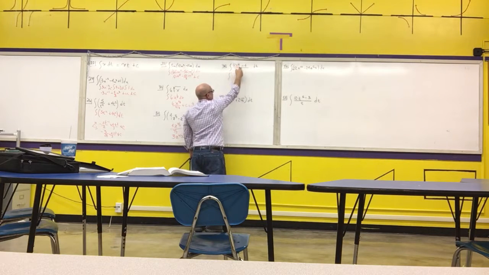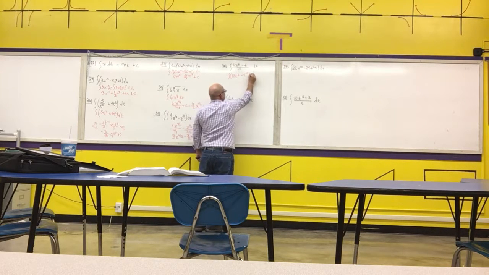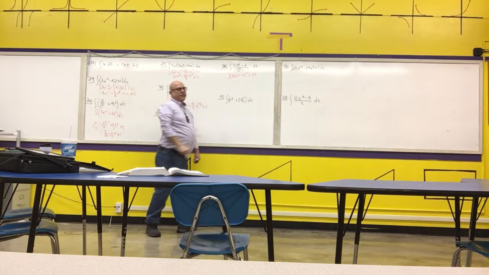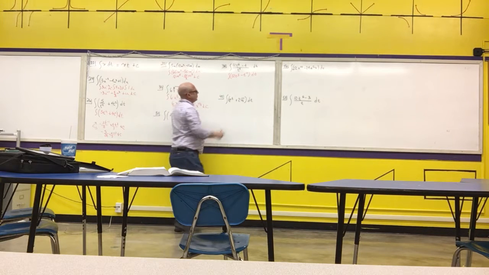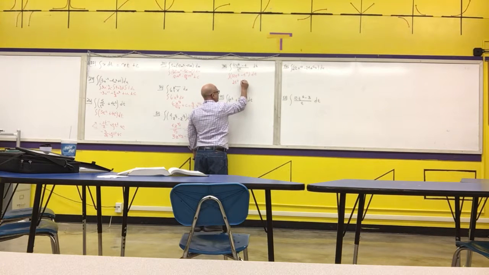So 12t to the 8th divided by t cubed is 12t to the 5th. T divided by t cubed is going to be t to the negative 2. And now I can just use the general power rule twice. Add 1 to the exponent. Divide by the new exponent. 12 divided by 6 is 2. Add 1 to the exponent. Divide by the new exponent, negative 1. Negative divided by a negative is a positive, plus c.